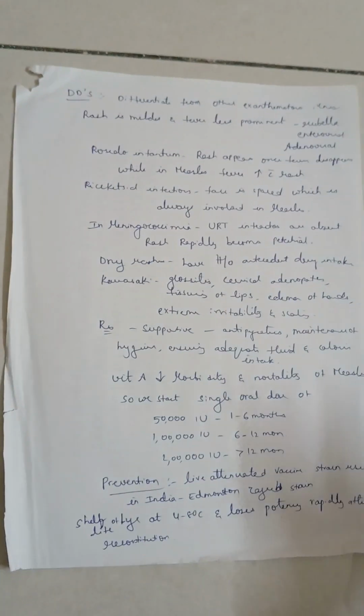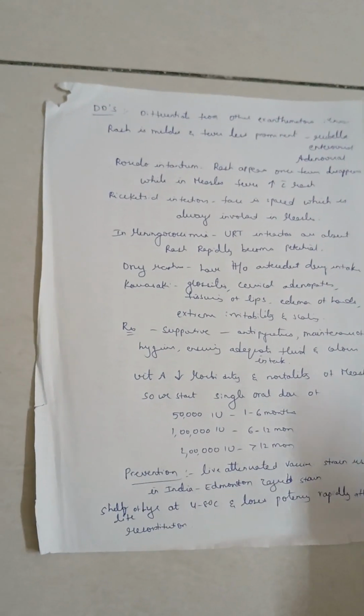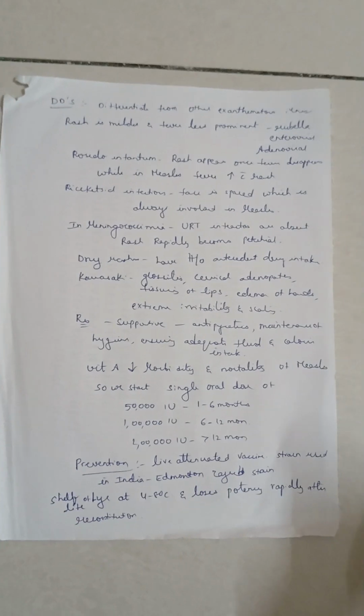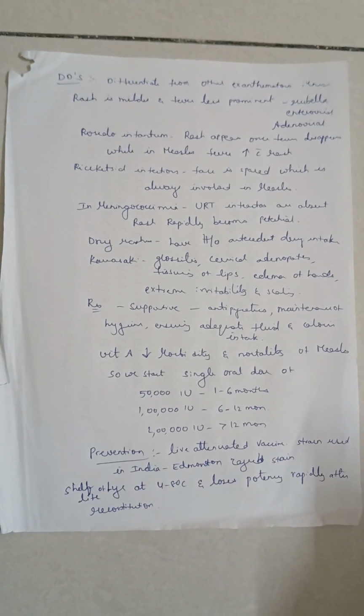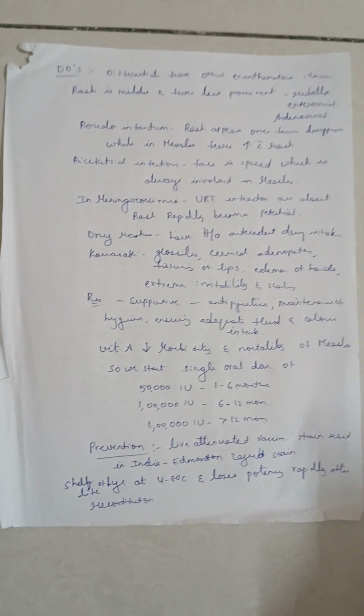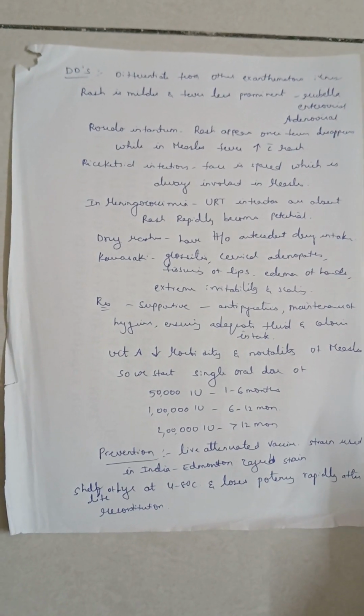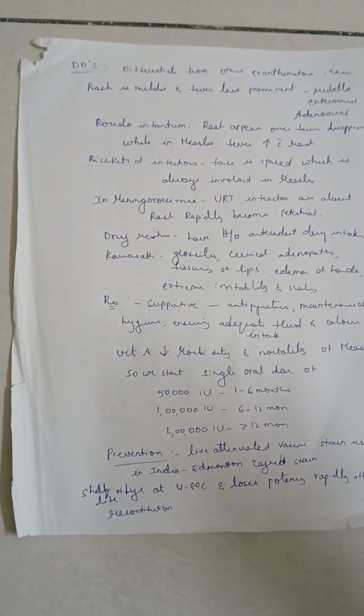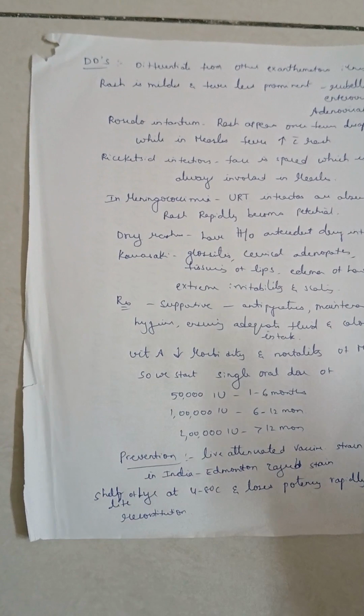In Kawasaki disease, along with the maculopapular rash, we have glossitis, cervical adenopathy, fissuring of lips, edema of hands, extreme irritability of the child, and scaling. So these are the DDs, how we can differentiate measles from other exanthematous illnesses.